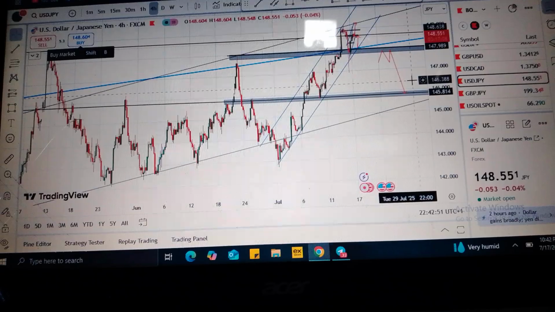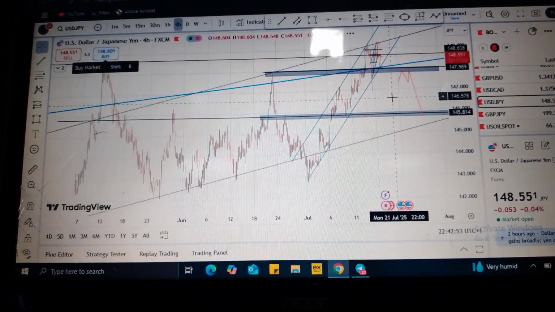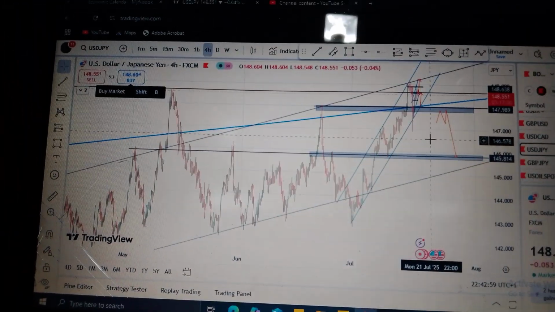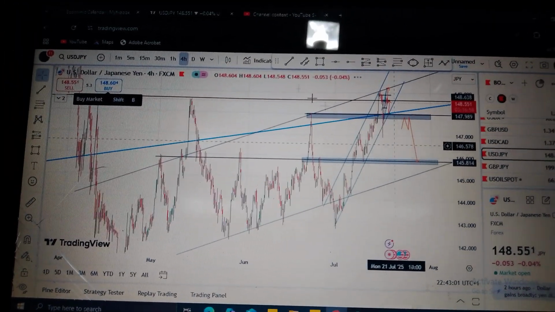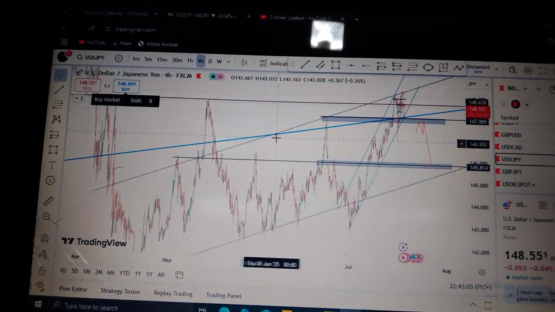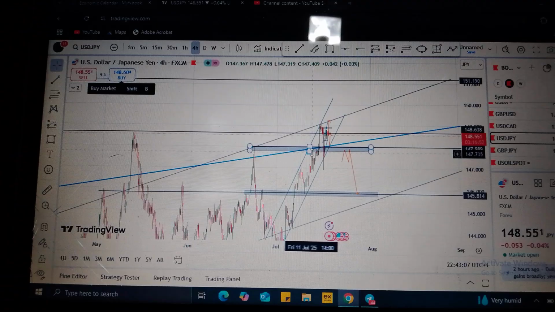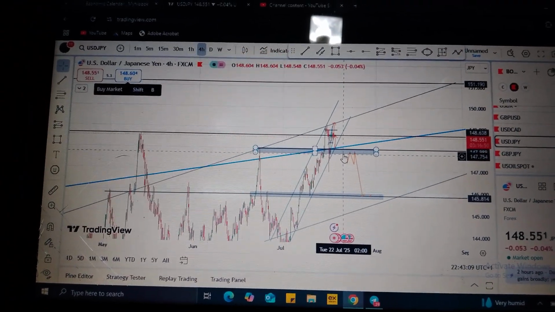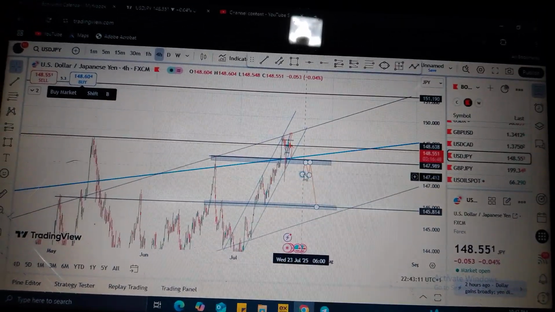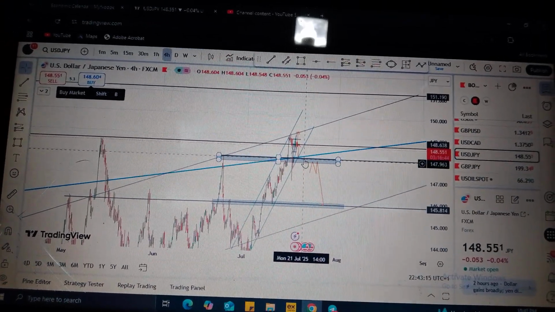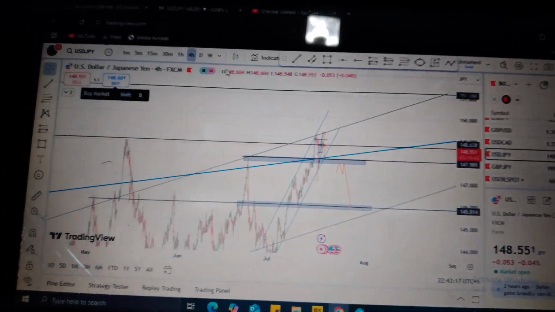USDJPY. This is the most complicated one I have right now. You can see this is an uptrend on the 4 hour. If price breaks this area of support here, we'll be shorting to this level. If price breaks here, we'll be shorting to this level. Let me go on the 1 hour.